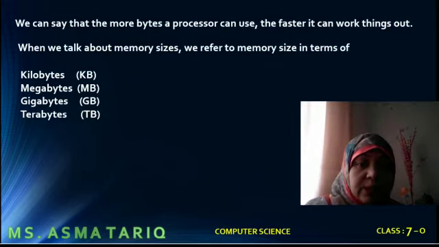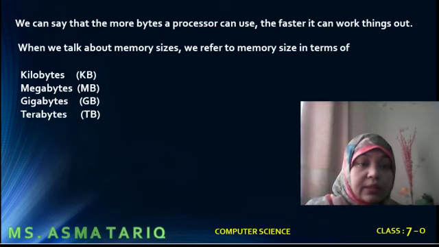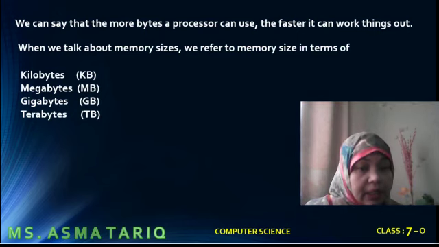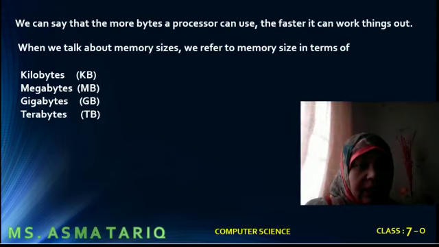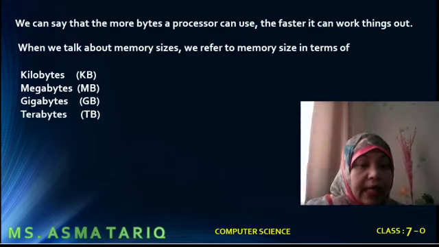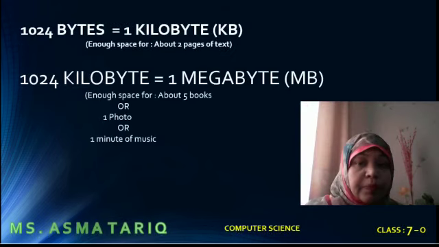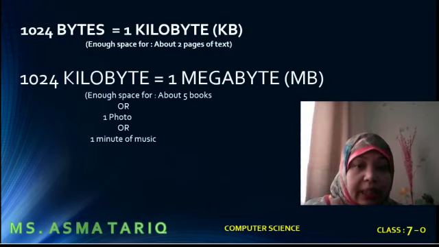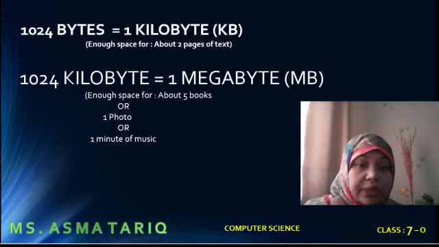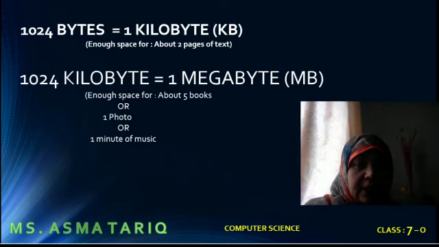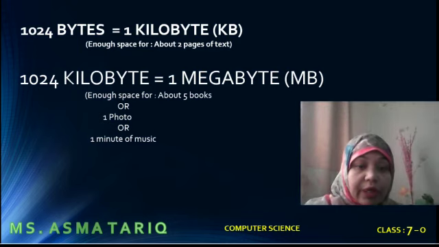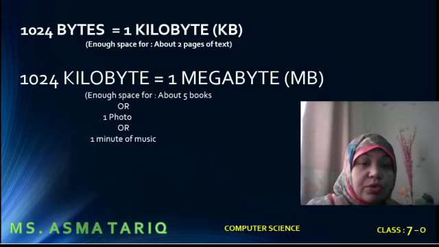When we talk about memory sizes, we refer to the memory size in terms of kilobytes KB, megabytes MB, gigabytes GB, and terabytes TB. 1024 bytes equals 1 kilobyte or KB. This is enough space for about 2 pages of text to be stored in computer memory. And 1024 kilobytes equals 1 megabyte MB. This is enough space for about 5 books, or 1 photograph, or 1 minute of music to store.